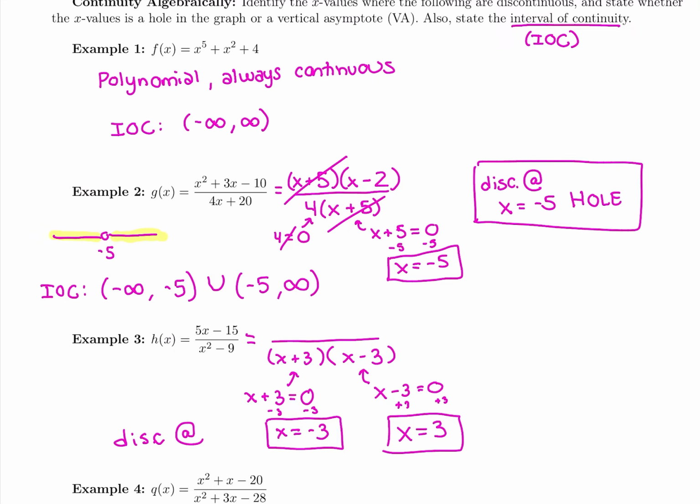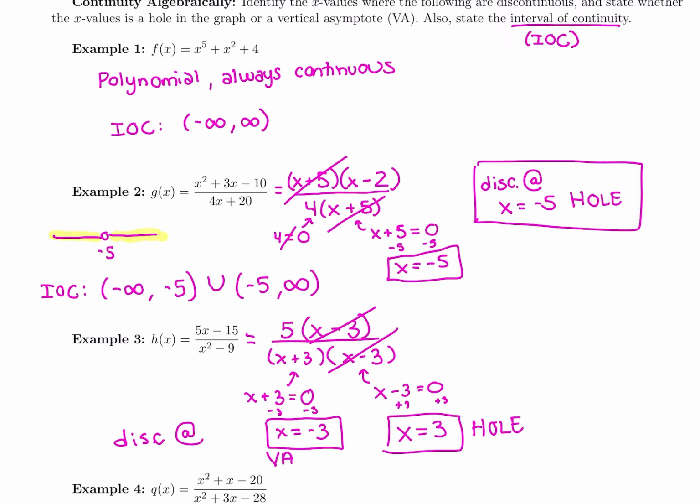And now, do we have holes, vertical asymptotes, or maybe one of each? To identify the type of discontinuity, we factor the numerator. I'm going to pull out a 5, my greatest common factor, times x, and then 5 times -3 will give me -15. So do any of these factors cancel? Yes, the x minus 3 cancels. So that x equals positive 3 must be a hole. The one that doesn't cancel is a vertical asymptote.